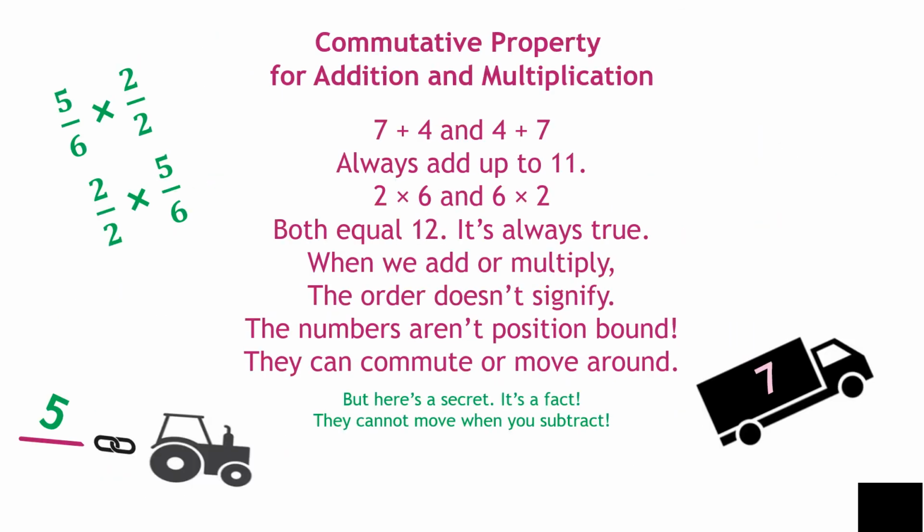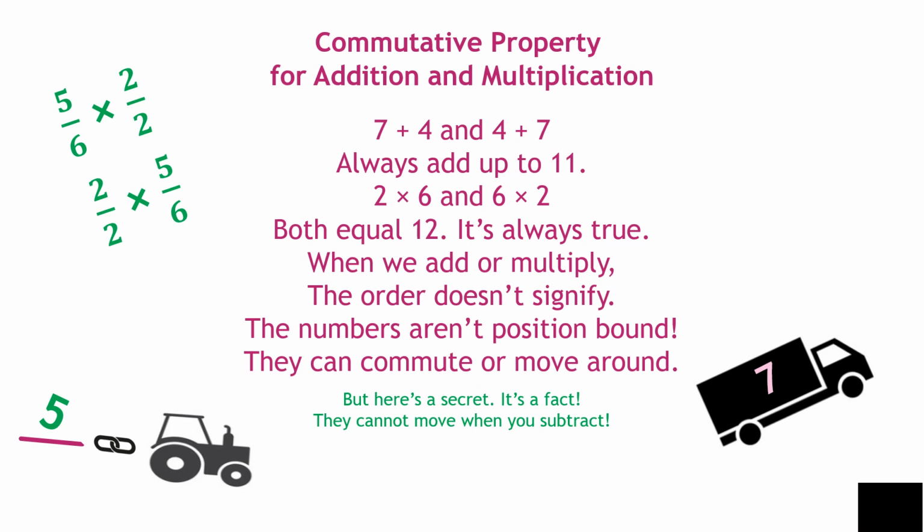You may have noticed that when I multiply fractions, I don't pay much attention to the order. Here I've multiplied 5/6 by 2 halves. Or have I multiplied 2 halves by 5/6? It really doesn't matter because of something called the commutative property for multiplication. I've used it so long, I don't even think about it. And you should learn to use it often, too.